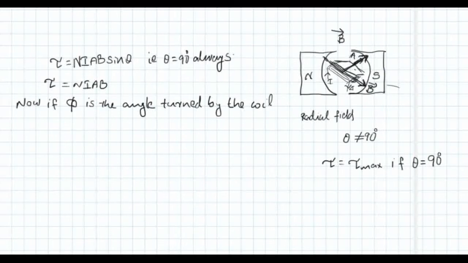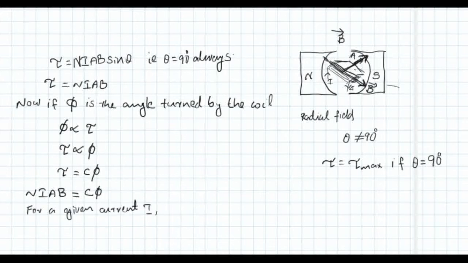Now suppose phi is the angle turned by the coil. If phi is the angle turned by the coil because of the torque tau, then we can say that phi is proportional to the torque tau, or torque tau is equal to a constant into phi, where this C is called couple per unit twist. C is a constant. For any given material the C will be a constant. Now what is torque tau? Torque tau is equal to NIAB, that is equal to C phi.